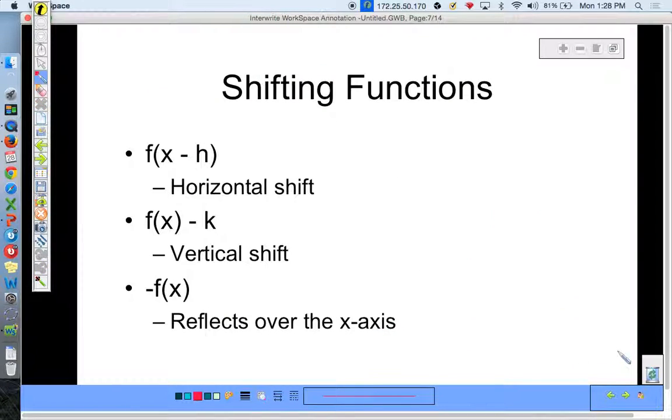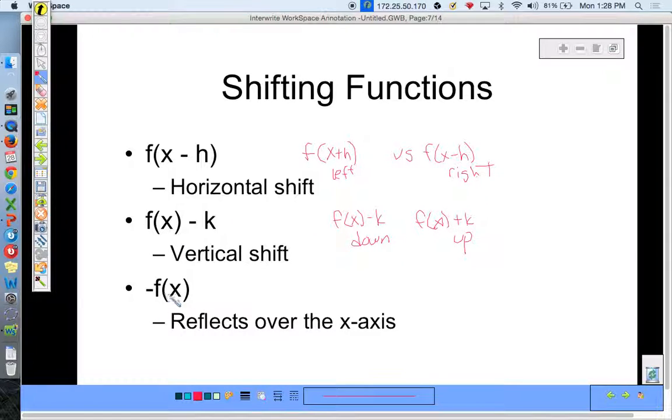So shifting, we've done that as well. When it's inside parentheses, it's horizontal. And if it is f of x plus h versus f of x minus h, you guys know these. It goes to the left and to the right. You guys are getting good at those. Whereas vertical here, if it's f of x minus k, it's moving down. But if it's that function and it's plus k, it's moving up.